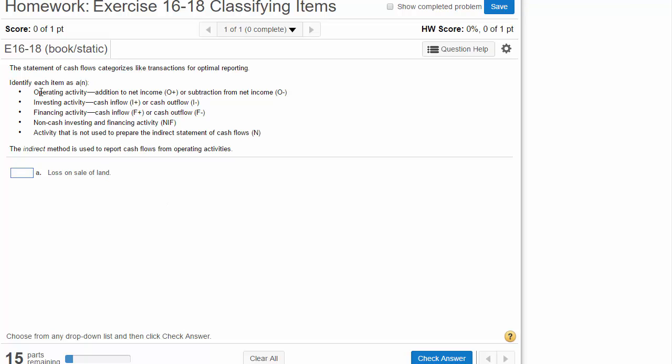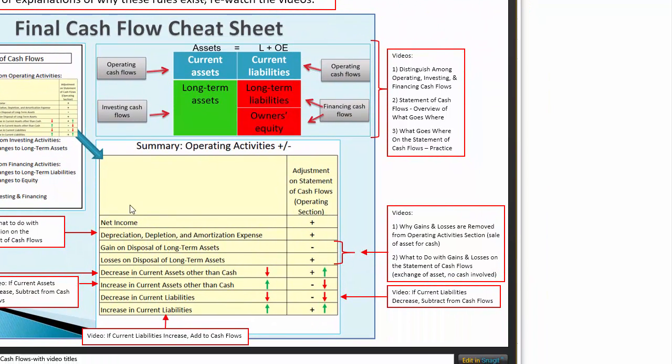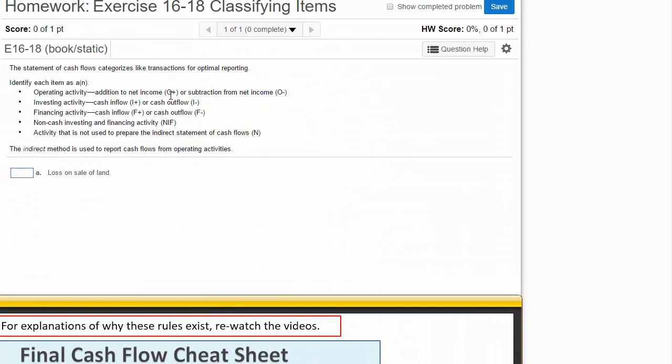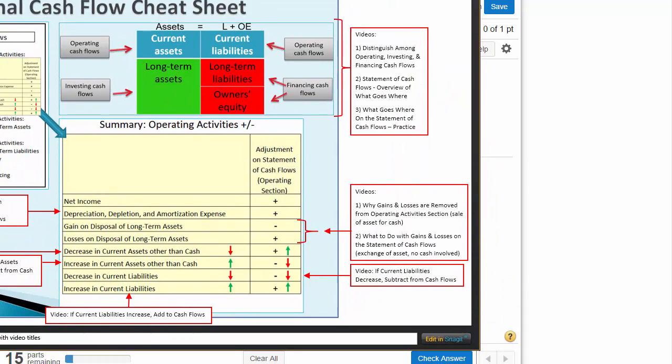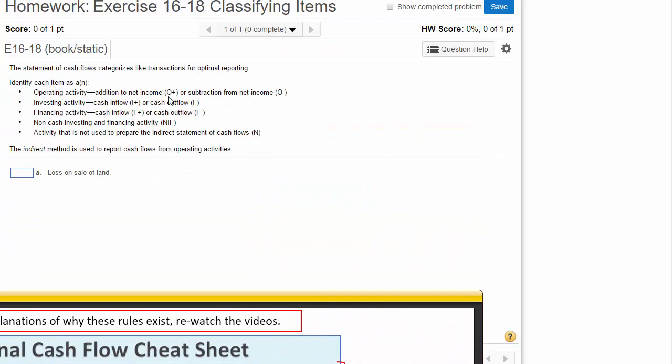If something goes in the operating activities section, which means all of these events, it's going to be an O. If the item is a positive, in other words, if cash is going to be added, then it's going to be O plus. If cash is subtracted, it's going to be O minus.